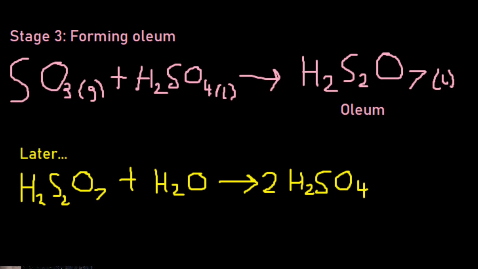Oleum can then be added to water to produce the sulfuric acid, just like this. So H2SO4 is sulfuric acid. So why do we bother with that step? Why don't we just add water straight away and produce sulfuric acid? Well, the reason that the oleum is made first is, firstly, safety. If you add sulfur trioxide to water, it will produce a spray or a mist of concentrated sulfuric acid. Very dangerous. Secondly, cost. Oleum is, by atom, much more concentrated than sulfuric acid is.